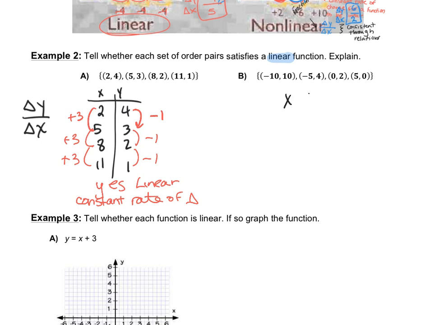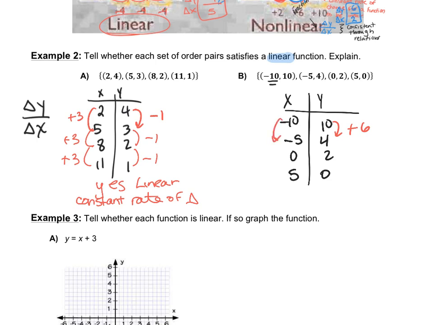Next one, x values, y values. So it's negative 10 and 10, negative 5 and 4, 0, 2, 5, and 0. Change of y, add 6. Change of x, add 5. Next one, from 4 to 2, add 2. Oh, add 5. Well, 2 over 5 is not the same as 6 over 5. If we notice this change of y over change of x is 6/5. This one is 2/5. Let's just go to the last one just in case.